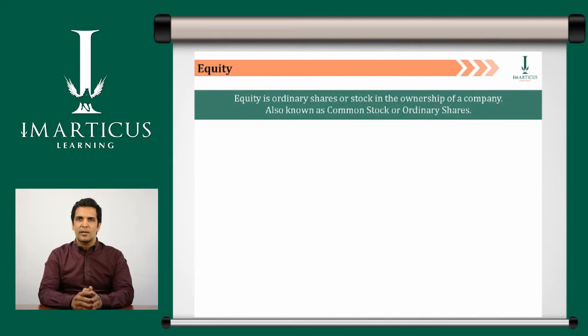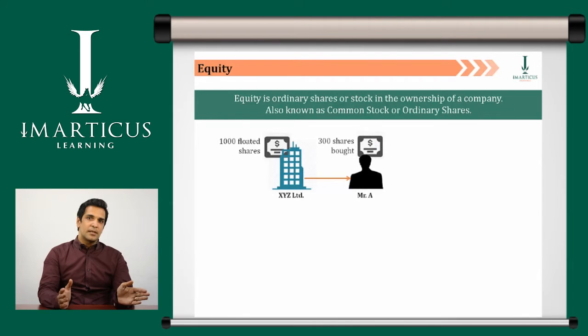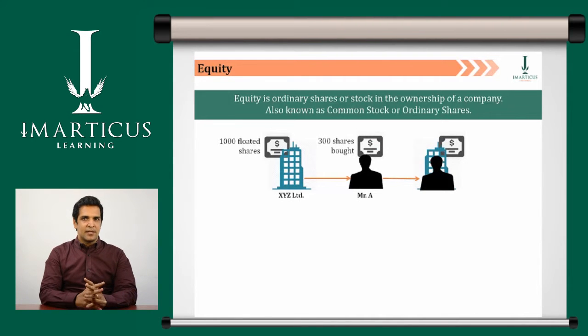Equity is nothing but ordinary shares or stock in a company that represents ownership. They are also known as common stock or ordinary shares. Now, for example, company XYZ has floated 1000 shares. Mr. A holds 300 shares of a company. This makes Mr. A 30% owner in company XYZ.